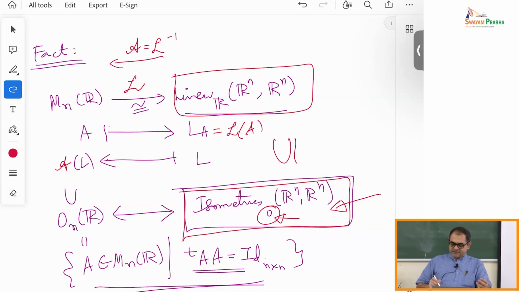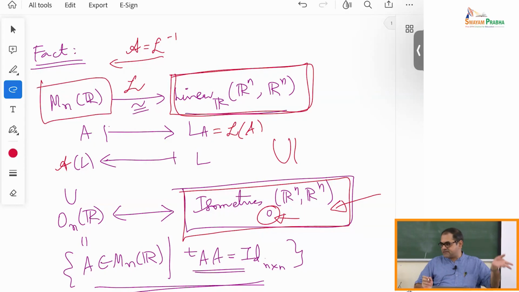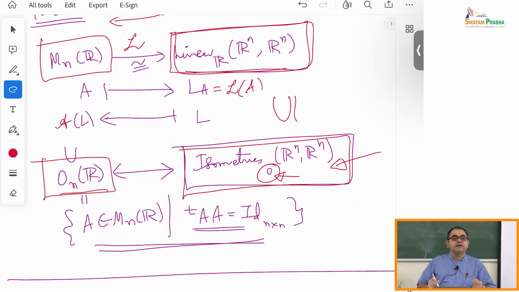Now therefore anything on the linear map side corresponds to a matrix on the matrix side. So if you take a linear isometry, then it should correspond to certain matrices. What are those matrices? That is the question, and the answer is the matrices are the so-called orthogonal group. Why is this happening? This is what we would like to understand: if you take a linear isometry, then its matrix is a member of the orthogonal group, namely it satisfies this condition, A transpose A is equal to identity.